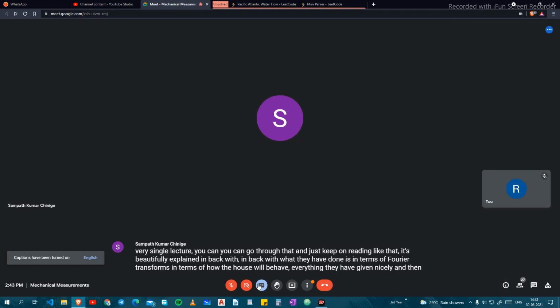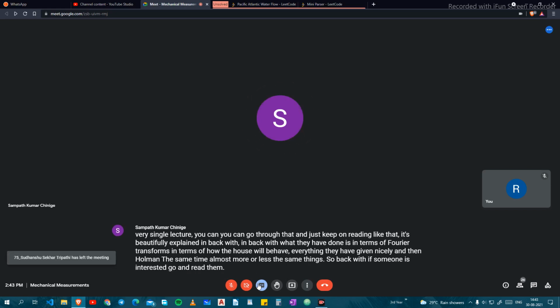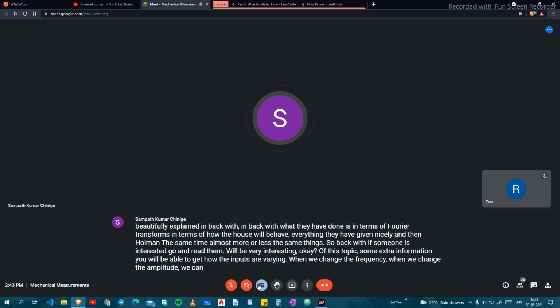And in Holman, almost more or less the same things I explained. So if someone is interested, go and read Beckwith. That will be very interesting. For this topic, you will be able to get some extra information: how the inputs vary when we change the frequency and the amplitude. There are schematic representations given. You can have a look at that.